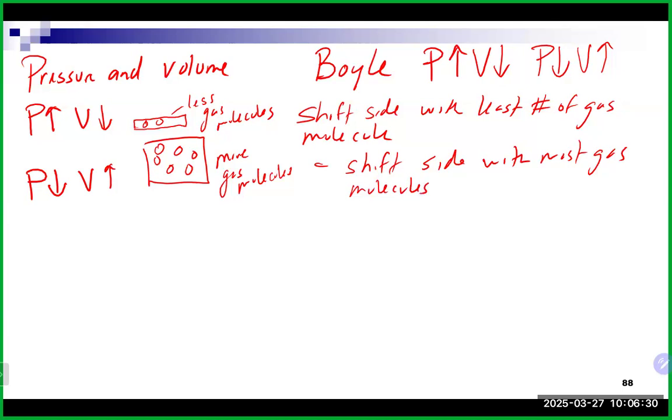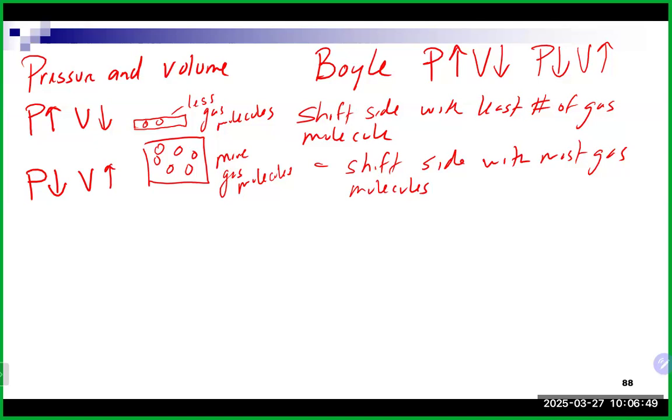So this will shift to the side with the most gas molecules. If you think about it in relationship to volume, it's an easy thing to remember. If you have a small volume, less gas molecules. If you have a larger volume, more gas molecules. So that's a good way to remember it as well.